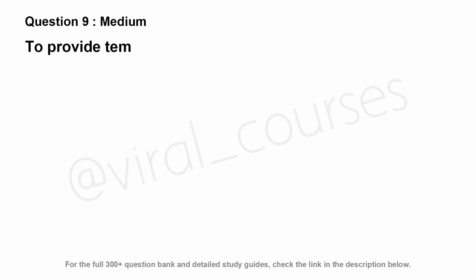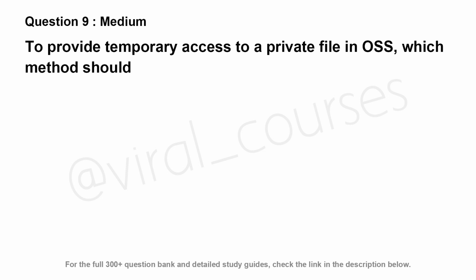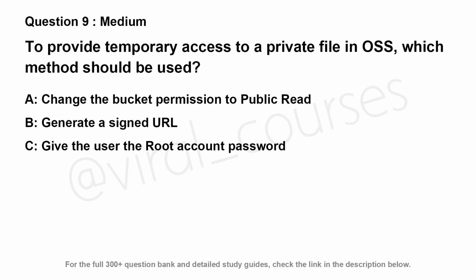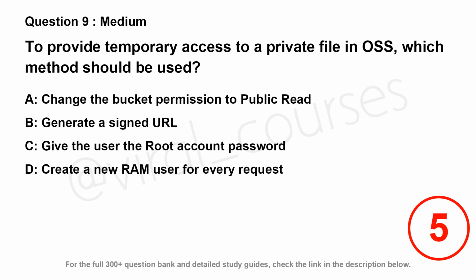To provide temporary access to a private file in ACA, which method should be used? Option A. Change the bucket permission to public read. Option B. Generate a signed URL. Option C. Give the user the root account password. Option D. Create a new RAM user for every request.